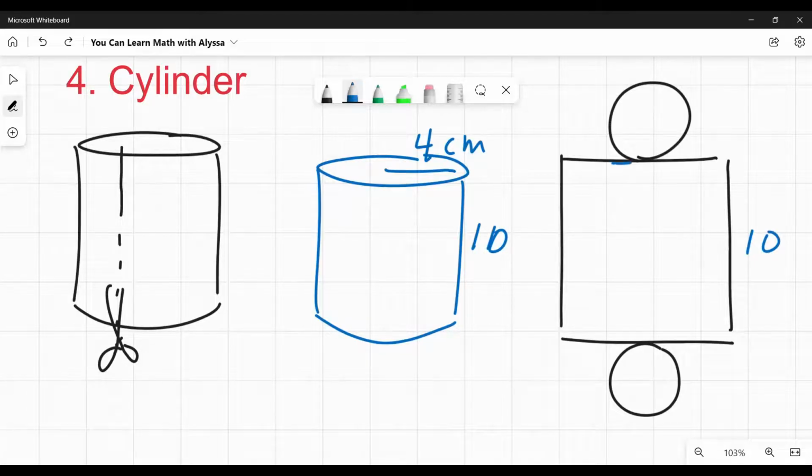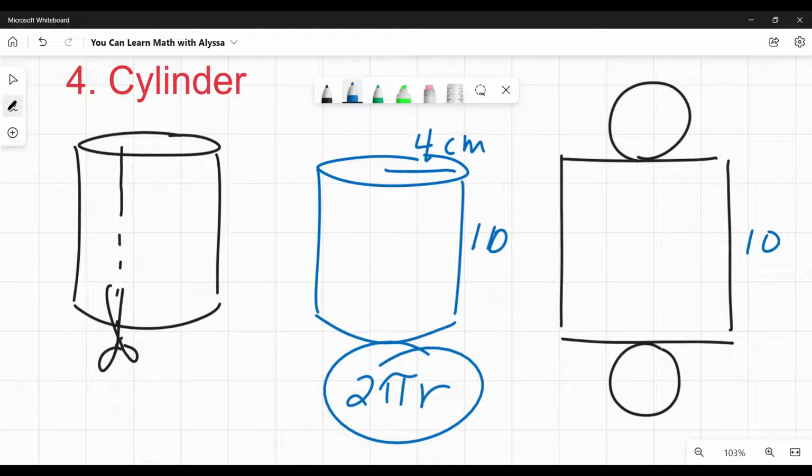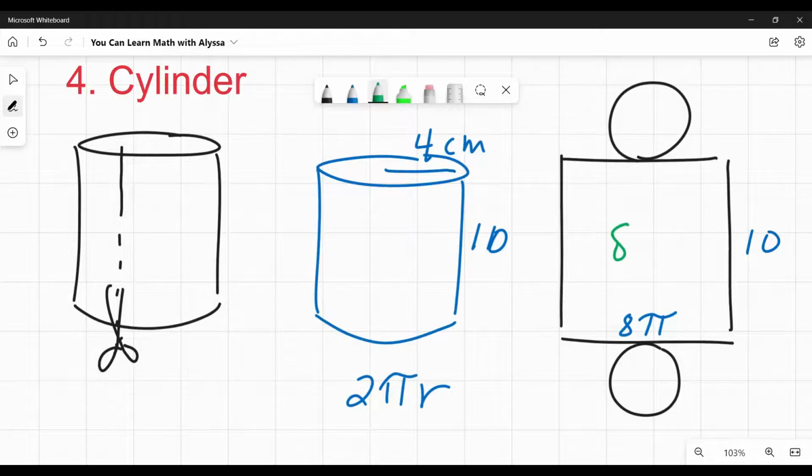I need the other side of that rectangle. That side, because it wraps around this circle, it's going to be the same as the circumference of that top circle. Formula for circumference is 2 pi r. I know my radius is 4, so 2 times pi times the radius 4 would be 8 pi. So this side down here is 8 pi centimeters. So I know this area, 10 times 8 pi, the area of this in the middle is 80 pi centimeters squared.